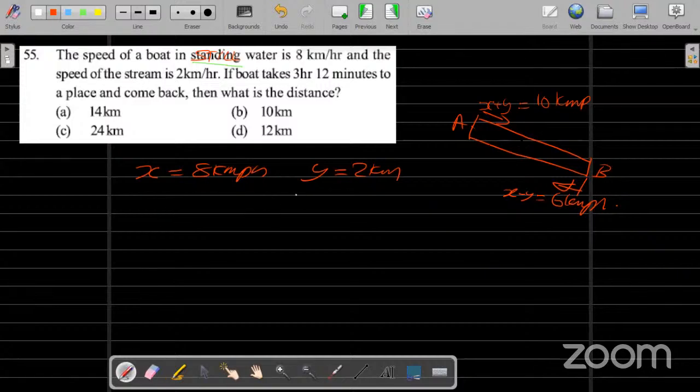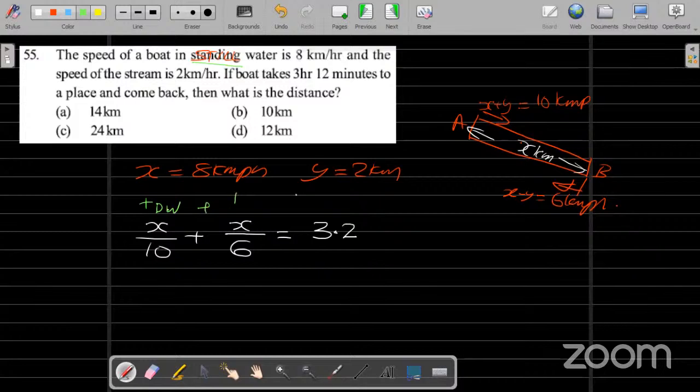Okay. Now let the distance from A to B be x kilometers. Traveling in the downstream direction, the time taken is x by 10, distance by speed, plus in the upstream direction, time taken is x by 6, equals 3 hours 12 minutes. Total time is 3.2. Time in the downstream direction, x by 10, plus time in the upstream direction, x by 6, is equal to 3.2. Cross multiply with the LCM of the denominators, that is 10 and 6, 30.